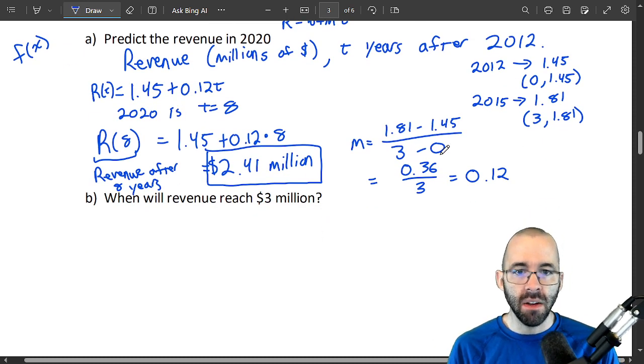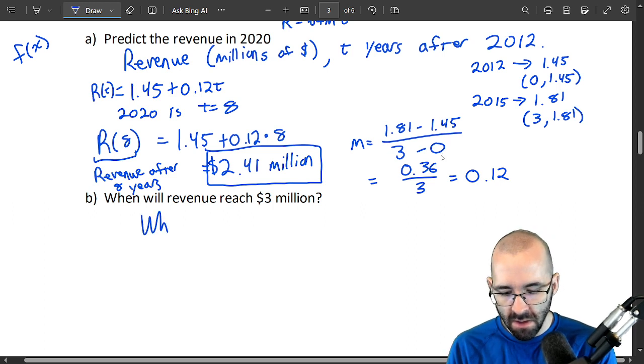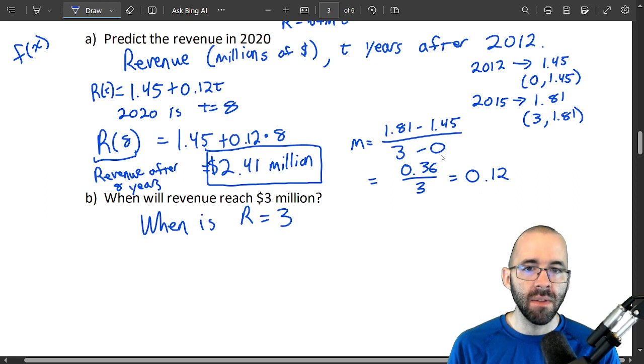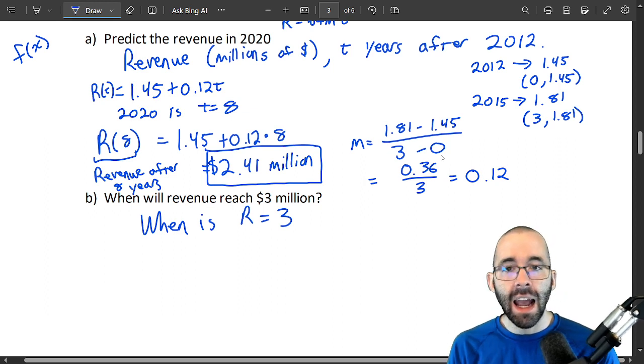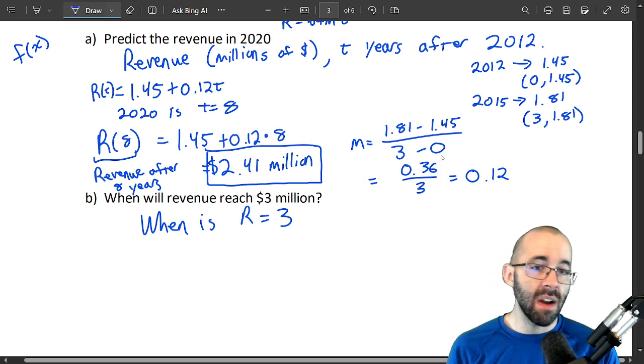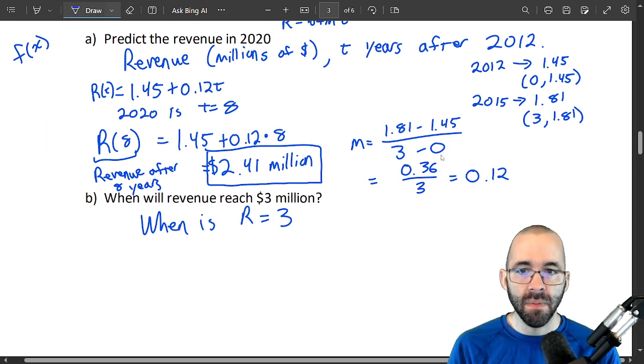When will the revenue be 3 million? So how do we phrase that in math? When is the revenue equal to 3 million? Now I'm giving you an output and I want you to find the input. In A, I gave you the input of time and I wanted the output revenue. Here, I give you the output revenue and I want the input of time.